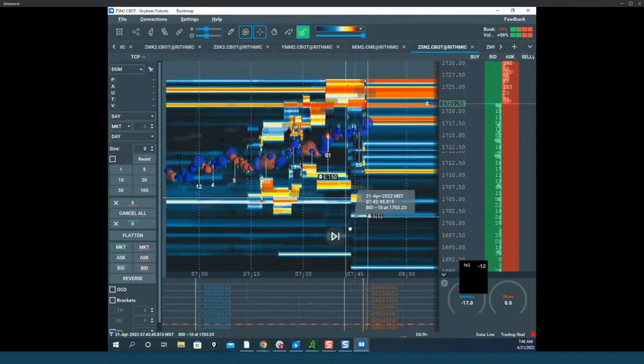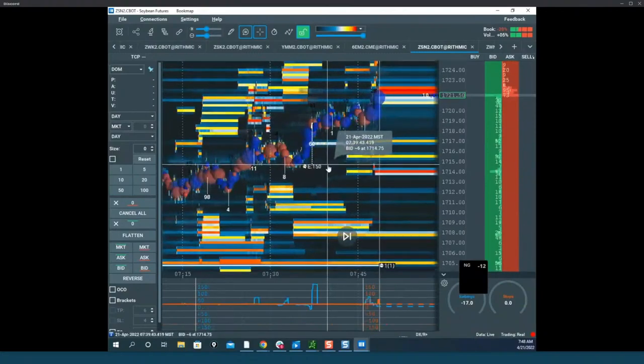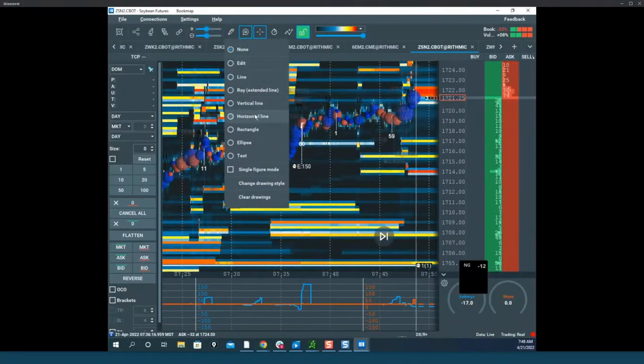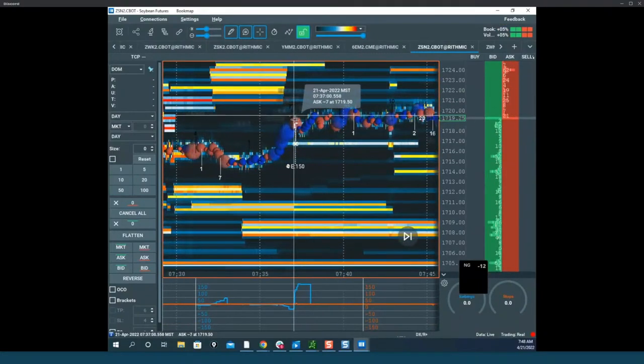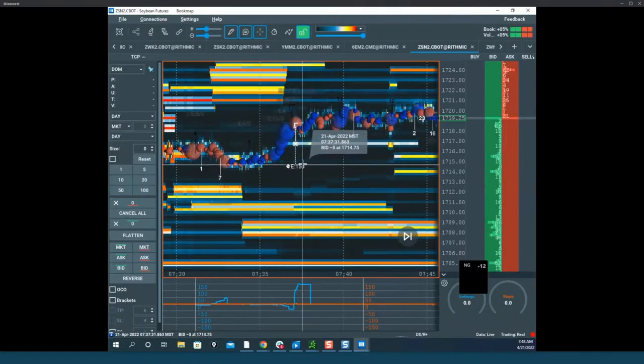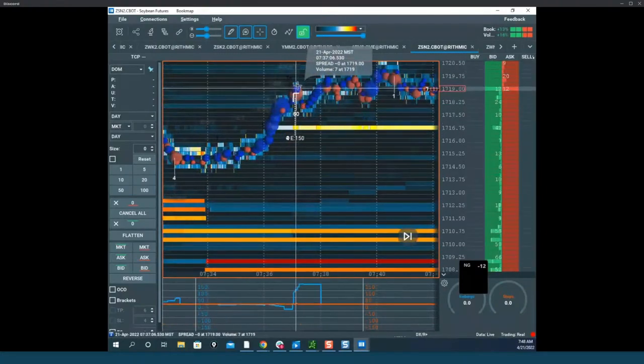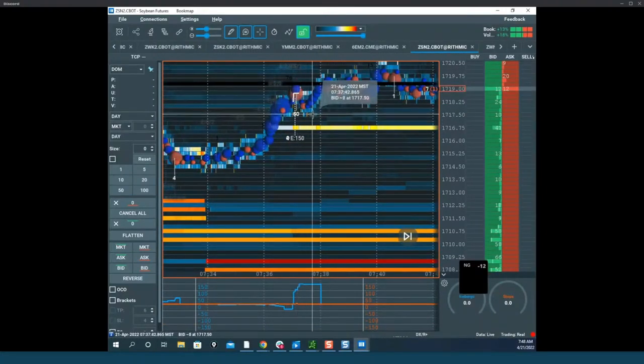It's 150. We'll draw it. I like to see closer to 200, but this is my threshold. That's why it announced it, because you can see it was all one house too. You see this where it says executed 150, E150, that means it was one player, one house, one trader, whatever.